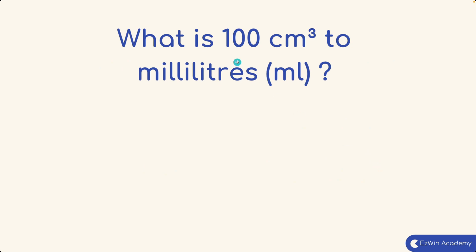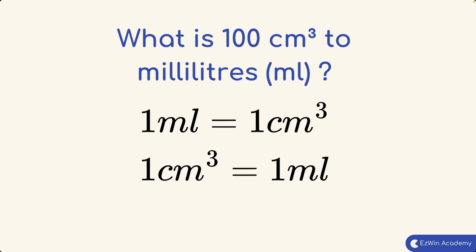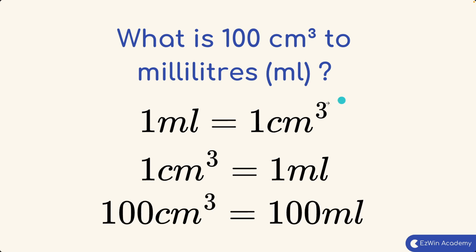Now, what is 100 centimeters cubed to milliliters? You know 1 milliliter is 1 centimeter cubed. That means 1 centimeter cubed is equal to 1 milliliter. And that means if I were to have 100 centimeters cubed, it's equal to 100 milliliters.